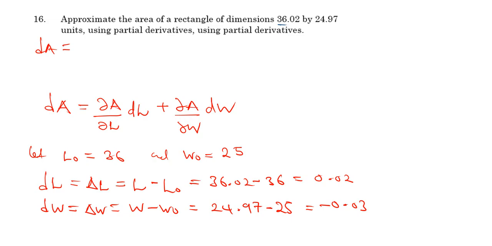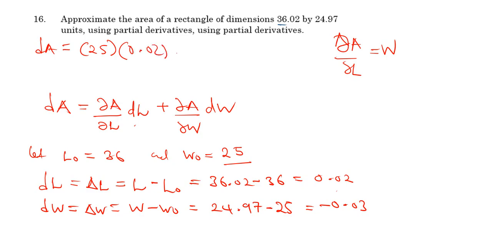What I plug in now is what I found here. We had the partial of A with respect to L, which was just giving us W, the width. Now you have to use your best values, meaning the width we use here is a best value, which is just 25. So I plug in the 25 like that. Then I multiply by my dL, which is just 0.02.